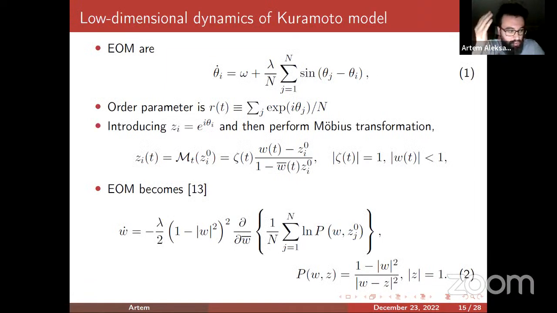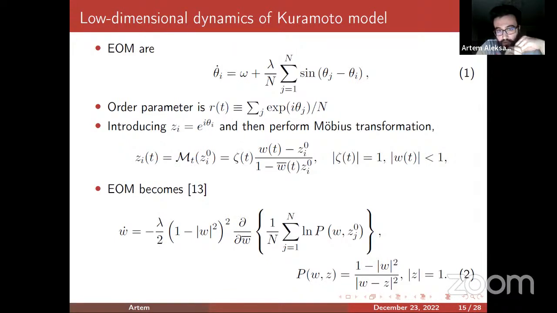So I talked about information geometry, I talked about classical phase transitions and quantum phase transitions and how we can capture them by information geometry. And this is the main part of my talk. I will speak about information geometry in the Kuramoto model.